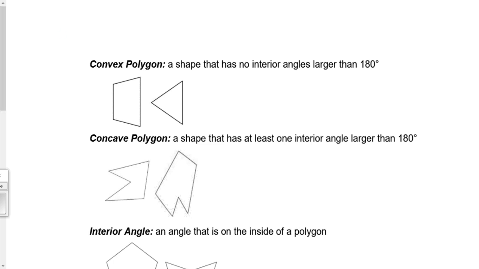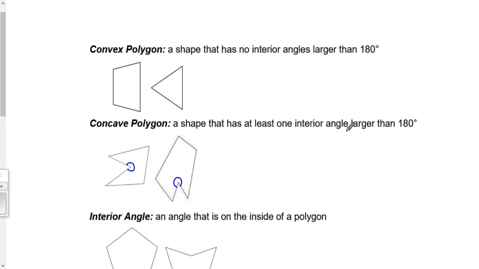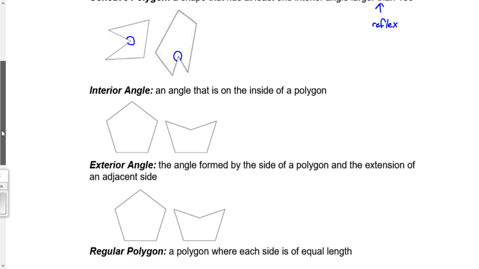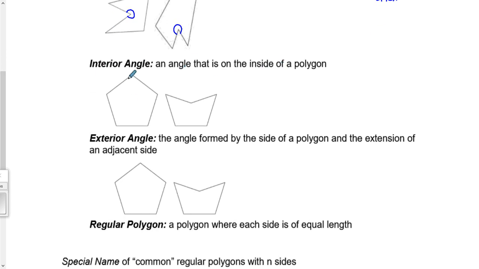All right, second page, we talk about convex polygons being any kind of shape where no interior angles are larger than 180 degrees. So basically, you don't have anything that delves inside the shape, like a concave polygon, where you have at least one interior angle here that's larger than 180 degrees. Now, if we talk about larger than that 180, depending on your background, you may understand that they are reflex angles, but that definition doesn't really need to be explored too greatly in Foundations 20. An interior angle is any angle that's on the inside of a polygon. So all of these are interior angles. Even though we have a concave polygon right here, that is still considered one of our interior angles.